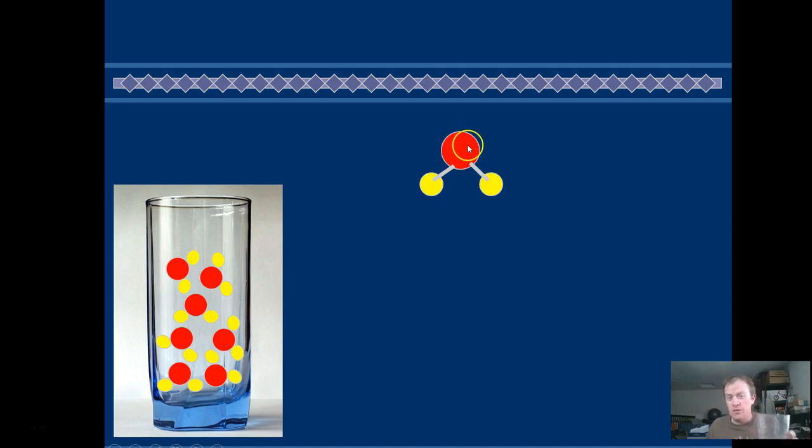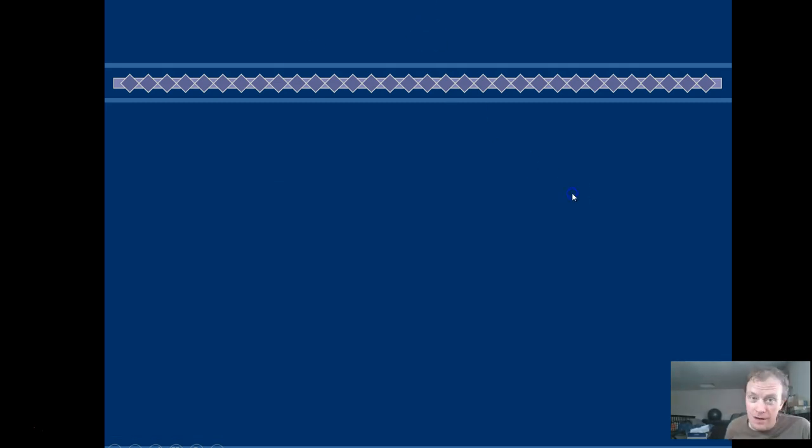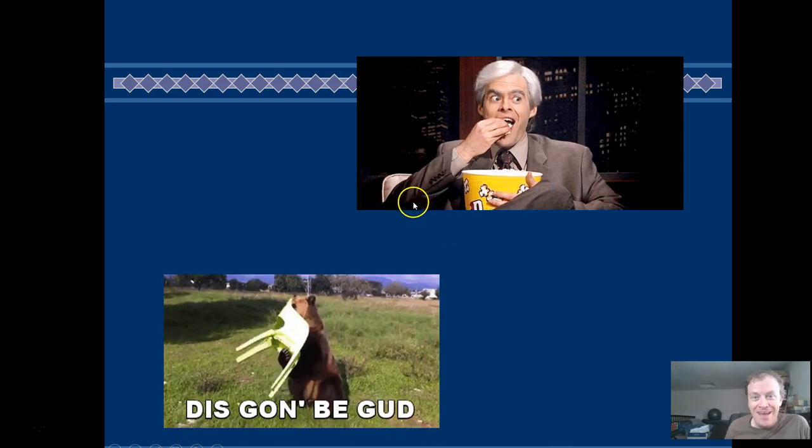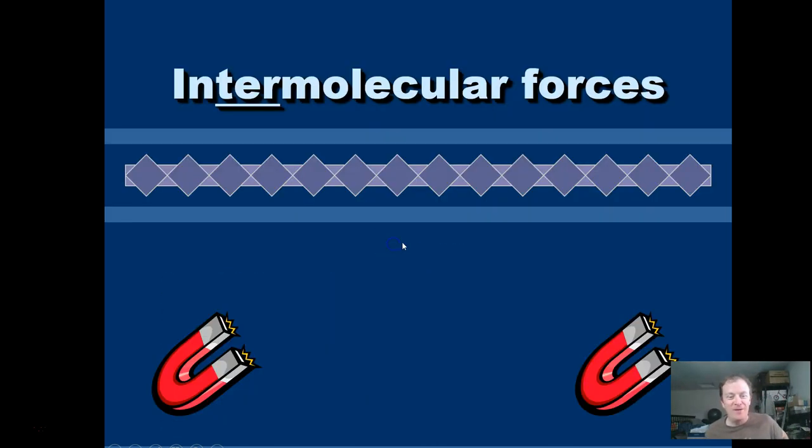So to look at it another way with some of my fancy diagrams here, we've talked about covalent bonds, which is what's holding the oxygen to the two hydrogen atoms. That's what's holding the water molecule itself together. But if you think about it, since the water's staying in the glass and it's staying in a liquid state, there must be some forces of attraction between the water molecules, and that, ladies and gentlemen, is what we're going to be talking about today. So, I know you're stoked. Get your popcorn ready. It's going to be good, and we're going to talk about some intermolecular forces.